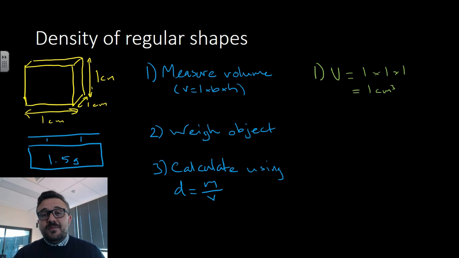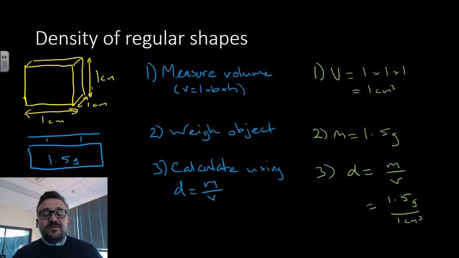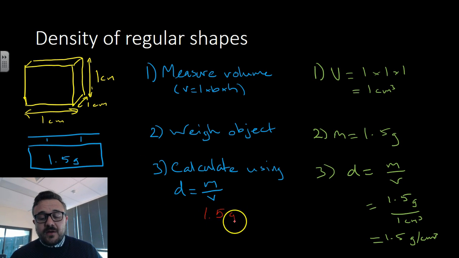So the volume is really simple. It's 1 centimeter times 1 centimeter times 1 centimeter, which gives us 1 centimeter cubed, or 1 milliliter. The mass is 1.5 grams. We put it on the nice set of scales there. Bang, gives us a number. Make sure you tare it first. And then we go D equals M over V, and that gives us 1.5 grams divided by 1 centimeter cubed, which gives us 1.5 grams per centimeter cubed. Or, because we're trying to be fancy, 1.5 grams per centimeters cubed.